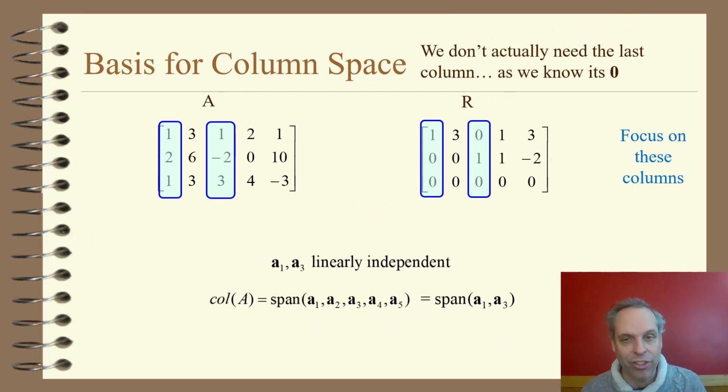So we don't actually need all that work. The only thing we actually need is you take A, we row reduce it to get a reduced row echelon form, and we find out where the leading entries are. In this case, the leading entries are the first and the third column of R. So the first and third column of A, that's the basis for the column space, because they will be linearly independent, and they will still span the space.